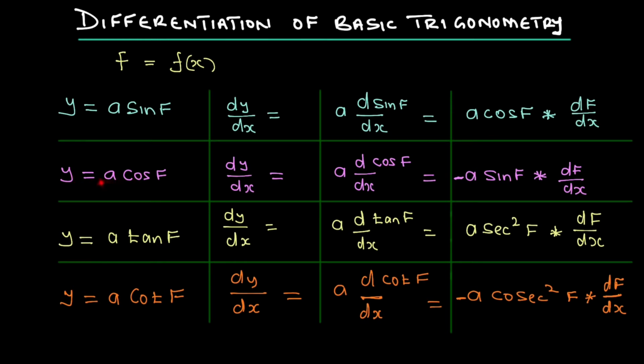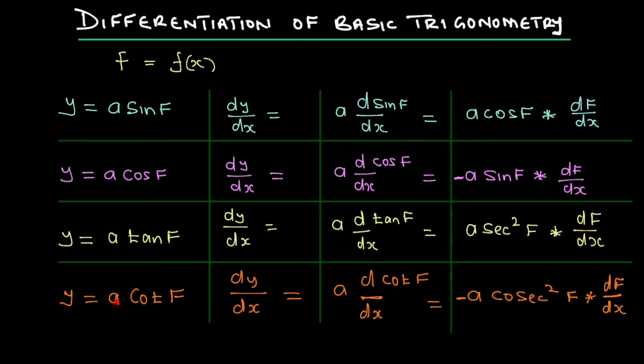Likewise, if you have y equals a cos f, the derivative dy/dx will be minus a sine of f, which is the derivative of cos f, times the derivative of f, which is df/dx. If you have a function y equals a tan of f, then dy/dx will be a sec squared f times the derivative of f with respect to x.